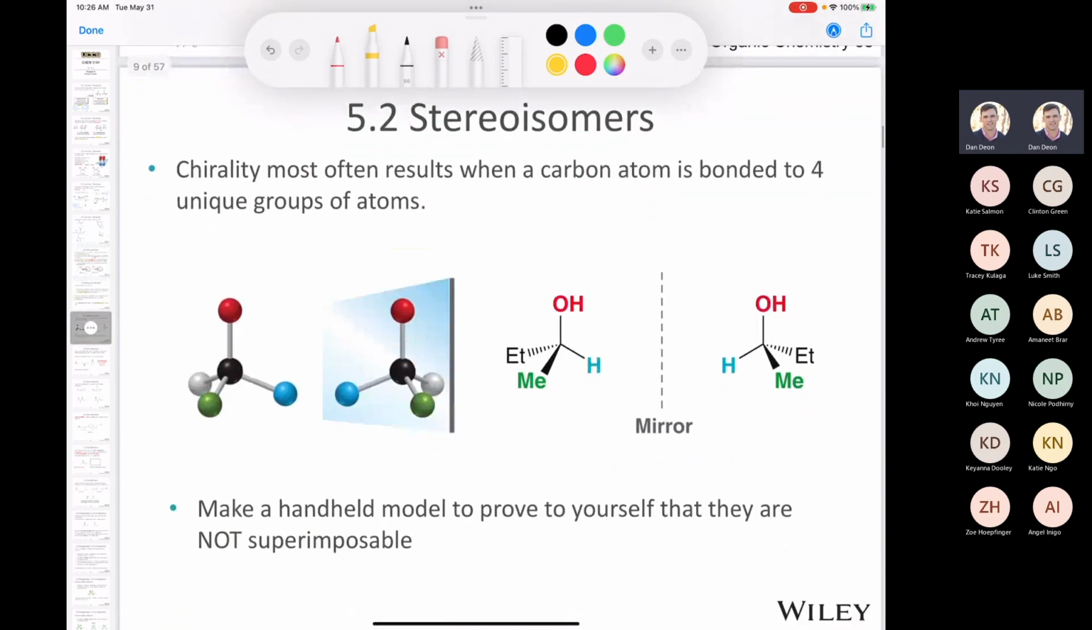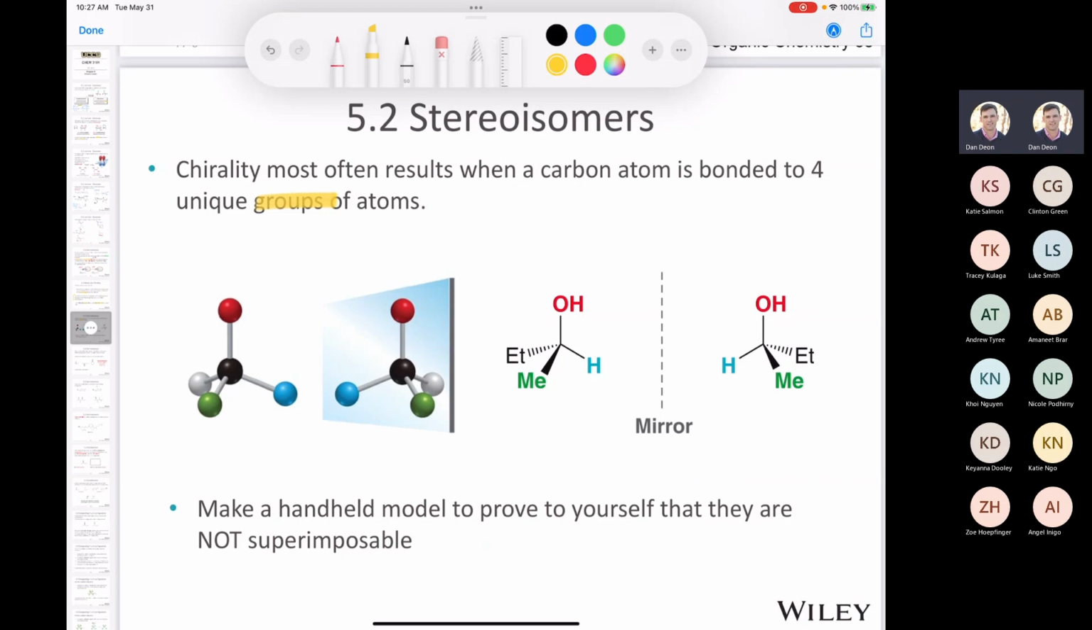And let's go back to this idea of chirality. Well, the reason I made a model like this, and I drew a model like this a few minutes ago, is because chirality most often results when a carbon atom is bound to 4 unique groups of atoms. Notice it says 4 unique groups of atoms. It doesn't mean it has to be 4 different atoms. It could be 4 carbons, but they have to be unique groups. Then we have what's called a chiral carbon. Sometimes we call it a chiral center. Sometimes we call it an asymmetric center or a stereogenic center. All of those are acceptable. You'll probably hear me use all of them.